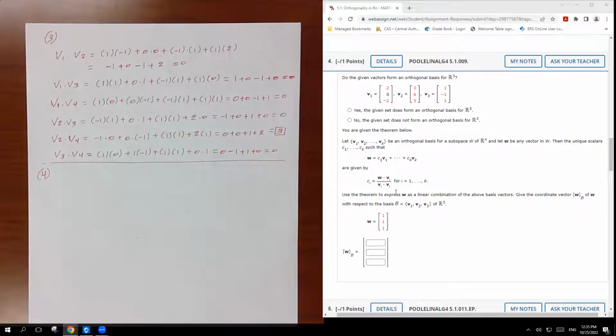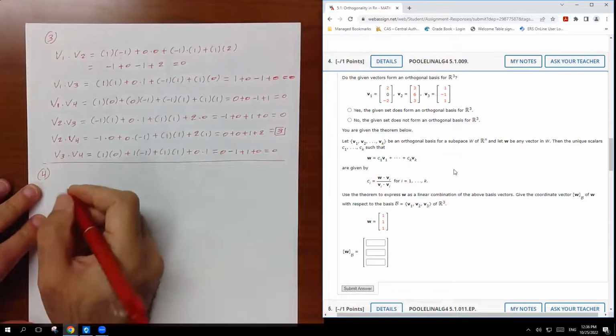The main thing here, use the theorem to express W as a linear combination of the above basis vectors, given the coordinates here. To write down, we have the W, which is a vector in the subspace, and here we're just going to write down the scalars C1, C2, and C3. How to find these scalars? We're going to use this one.